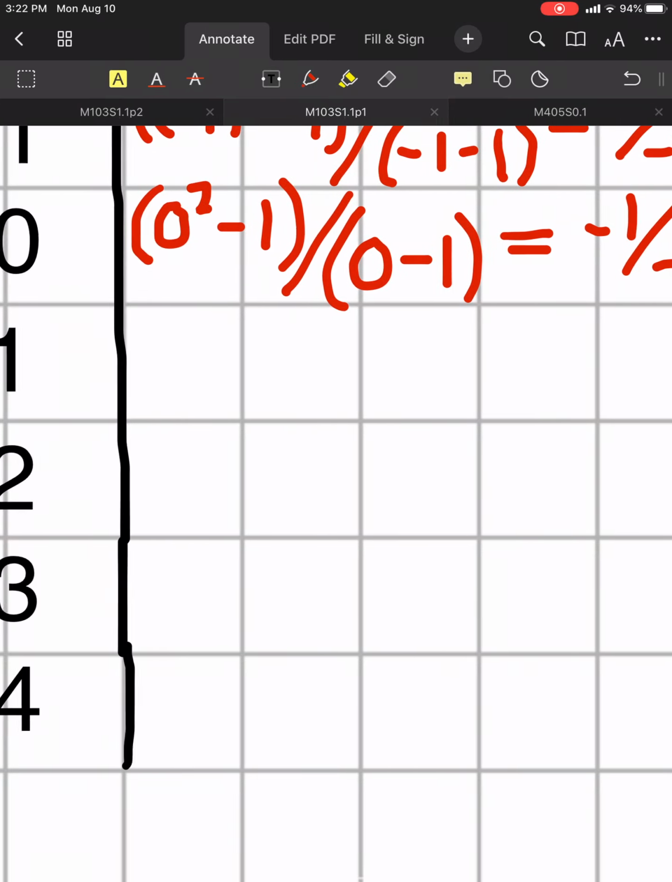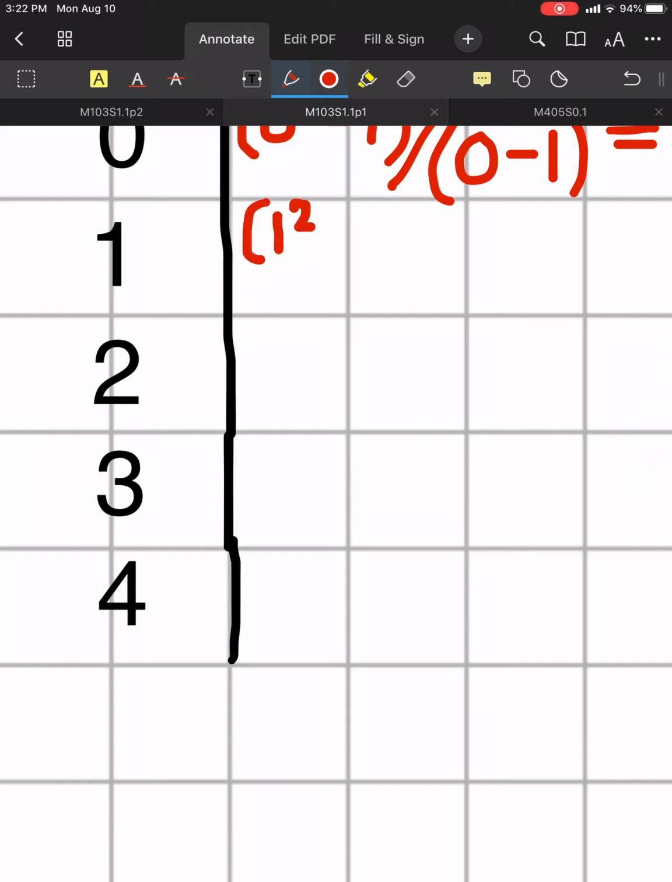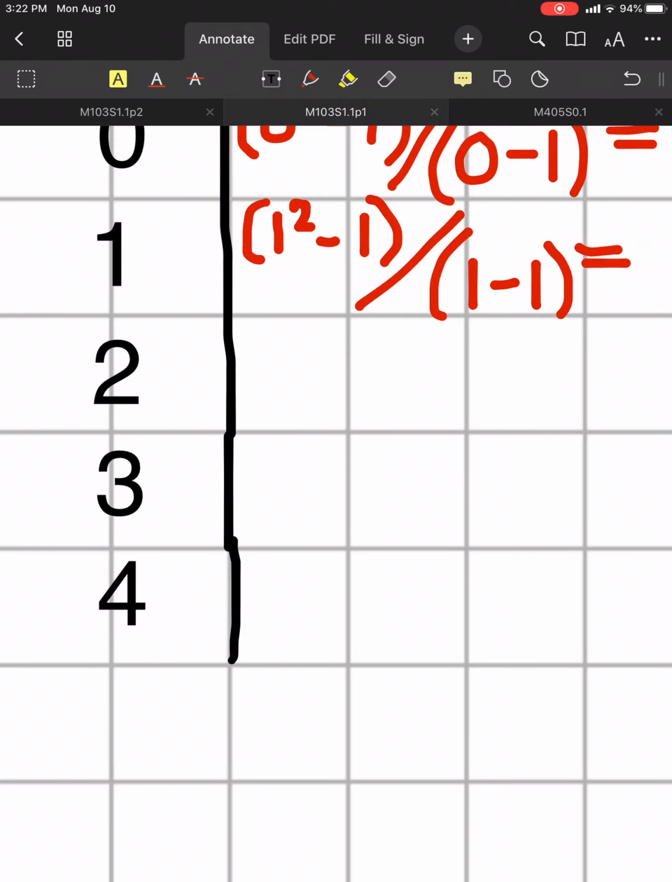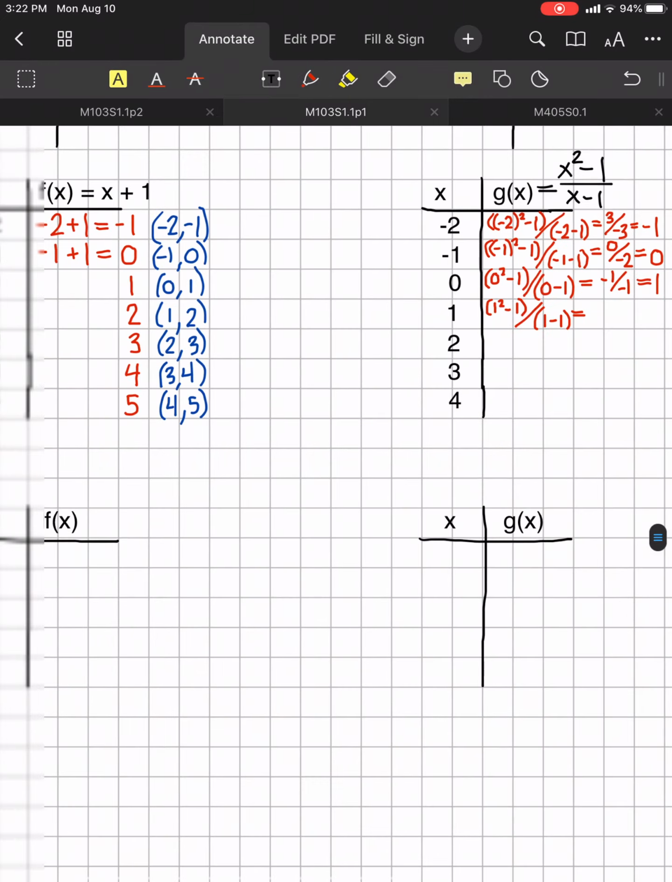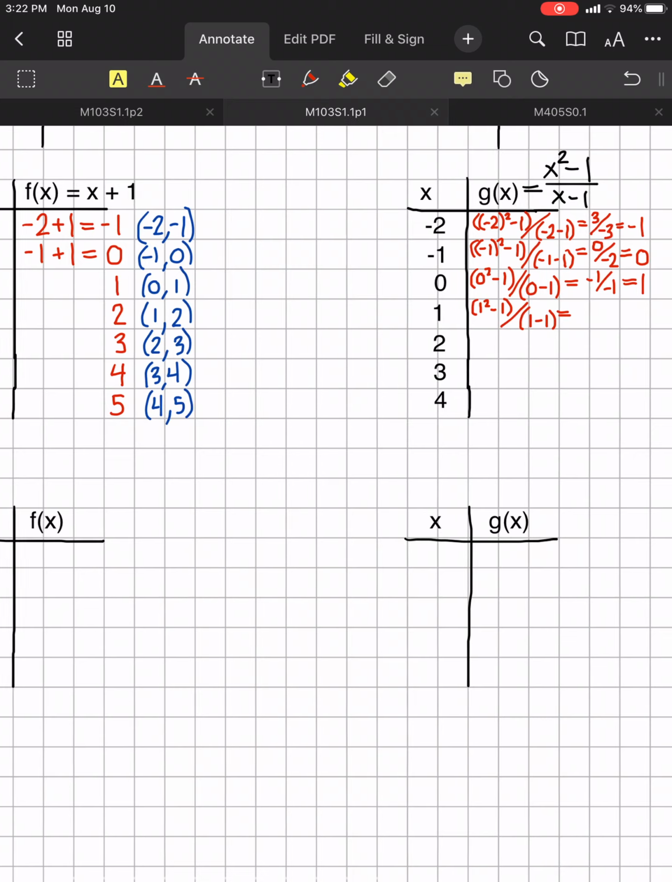The next one, we get something a little bit more interesting. So here, I get 1 squared minus 1 over 1 minus 1. Well, this one is a little bit different than the others. You'll notice all the ones we've done so far, the final values have worked out to be exactly the same as what we had in our first function.